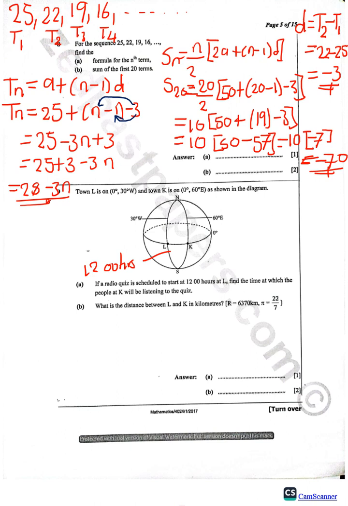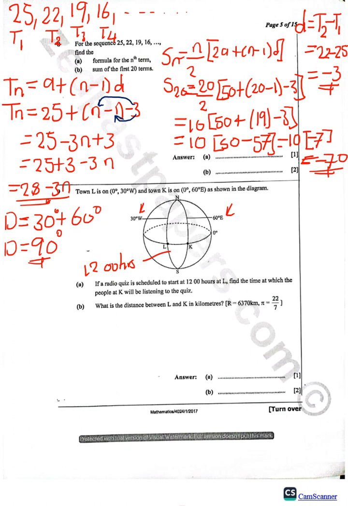So the first step is we need to find the difference in longitude. So let's look at the two given longitudes. One is west, then the other one is east. So whenever we have one longitude located west and the other one located east, you need to add to find the difference. So this is the same as 30 plus 60. Then this will give us our difference, which is 90. So the difference in longitude between L and K is 90.